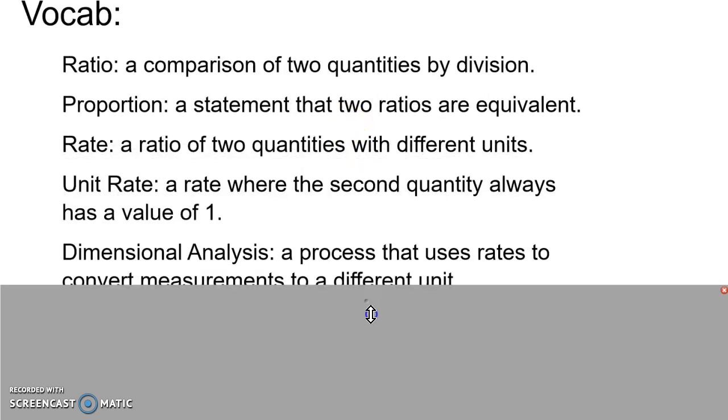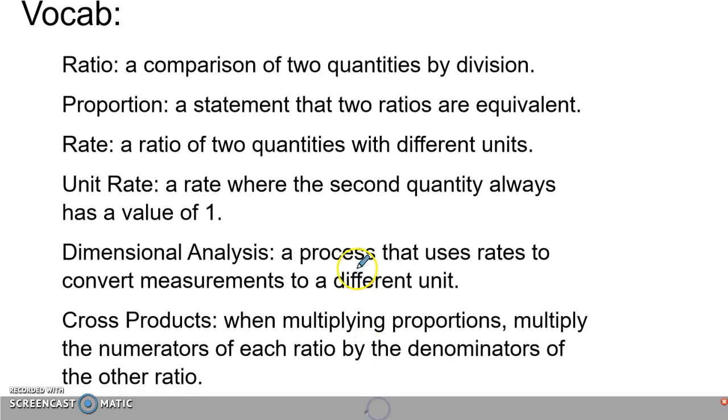Okay, we have a lot of vocabulary with this lesson, and much of it you'll be familiar with, but it's important that you understand the differences between them in order to use proportions and ratios effectively. So a ratio is just a comparison of two quantities using division. So I could say that I have 2 quarters for every 5 dimes. I can also write it as 2:5. Either way is fine. It's basically just a way of comparing them.